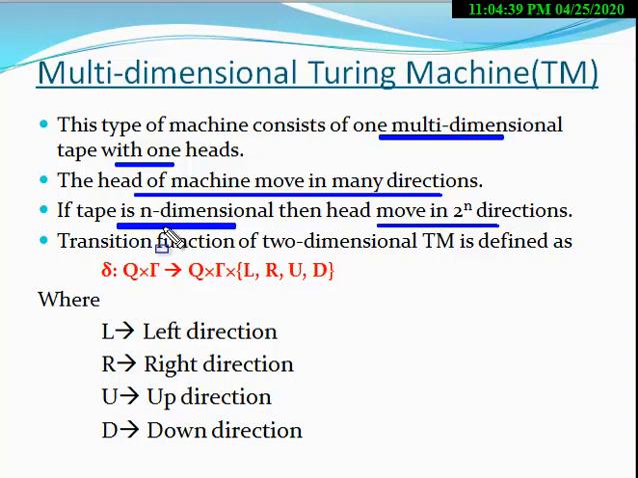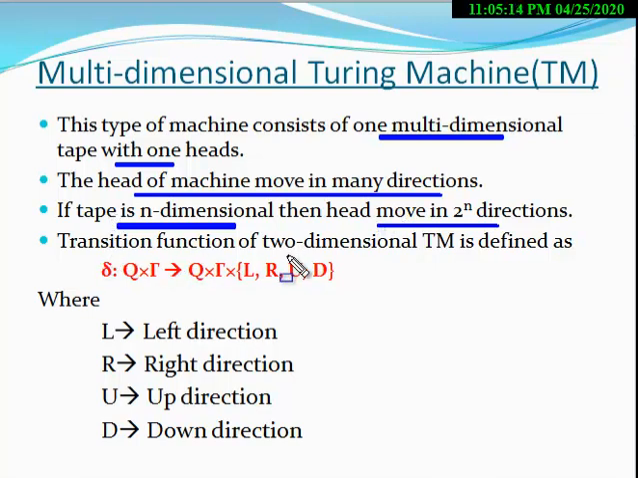That is, if n is 1, that is a one-dimensional tape, then the machine moves in 2 power 1, that is 2 directions. If n is 2, then the machine moves in 4 directions. If n is 3, the machine moves in 8 directions. If n is 4, the machine moves in 16 directions. Here the number of directions in which the machine will move is decided on the basis of n, right?